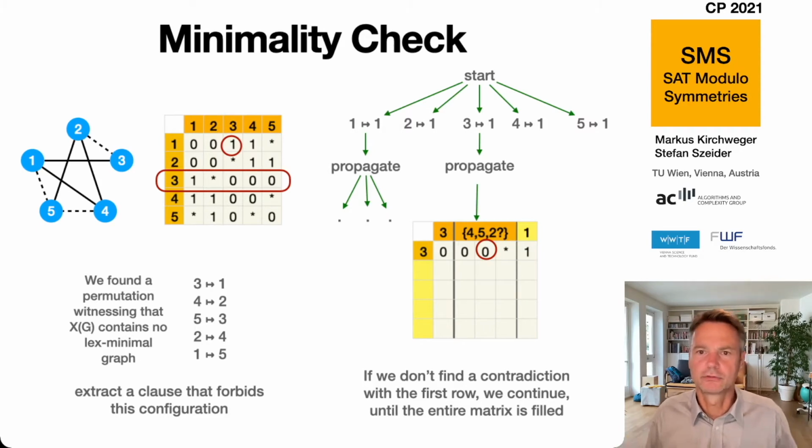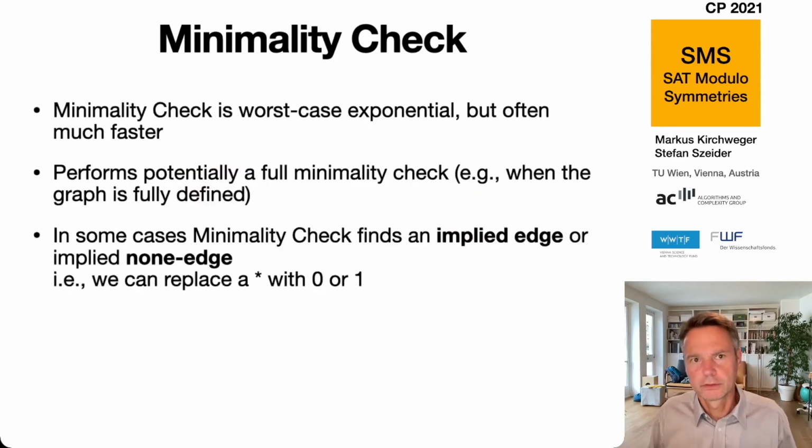Already in the first row, we found the contradiction. But if the first row works out, then we go in the branching algorithm to the second row, to the third row, and so forth. This minimality check is in the worst case exponential. So when we really need to go to the last row, in practice, we don't observe this exponential runtime behavior.